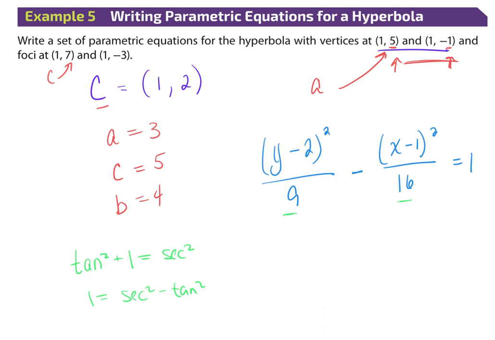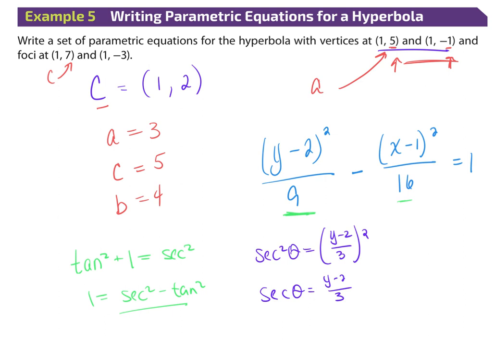So in this case, if this is my formula, this squared minus this squared equals 1, which one is this? That's going to be secant. So secant squared of theta must equal y minus 2 over 3 squared, which means secant of theta equals y minus 2 over 3. We're going to simplify that in just a second. This one must be tangent squared, which means tangent squared of theta equals x minus 1 over 4 squared, or tangent of theta equals x minus 1 over 4.